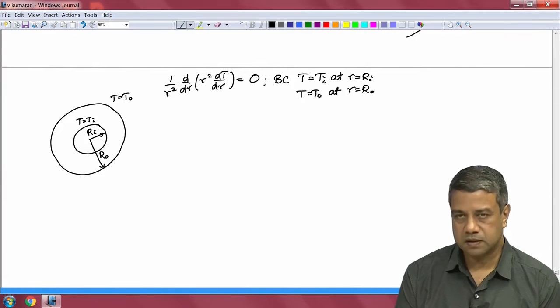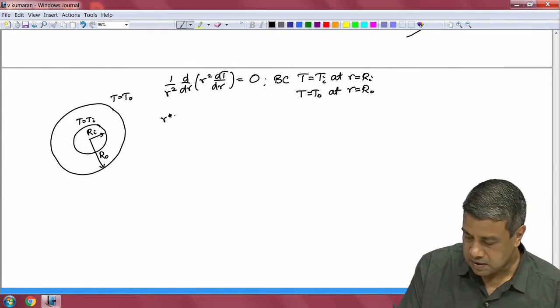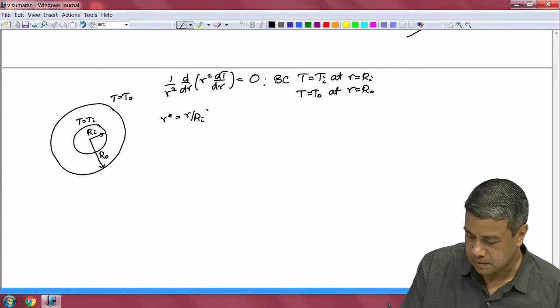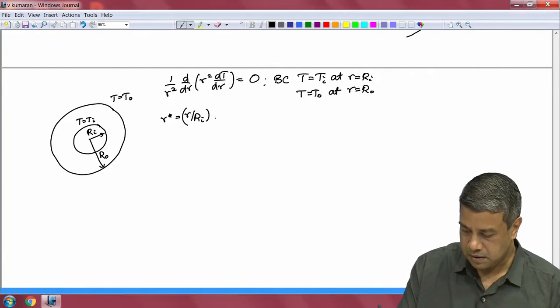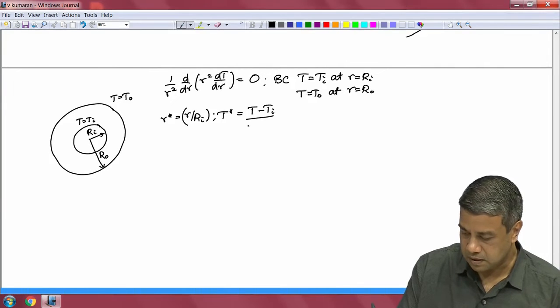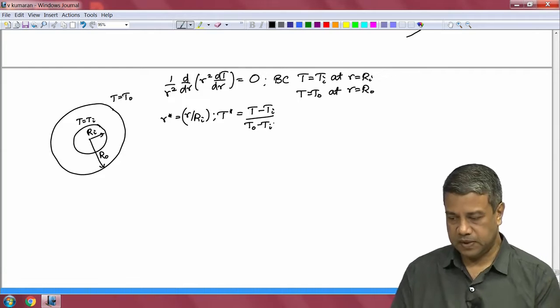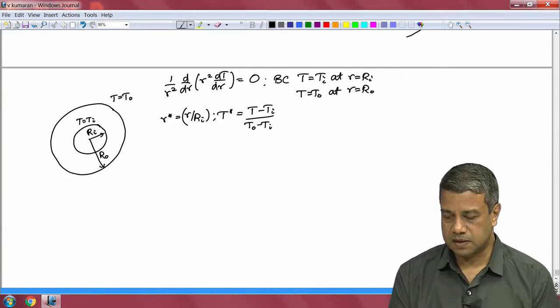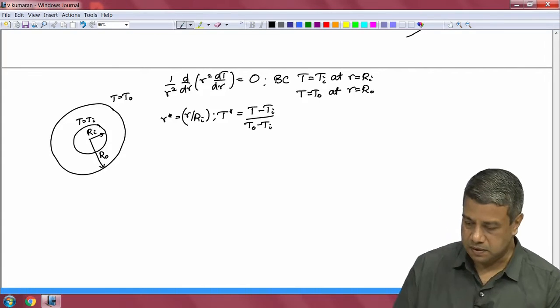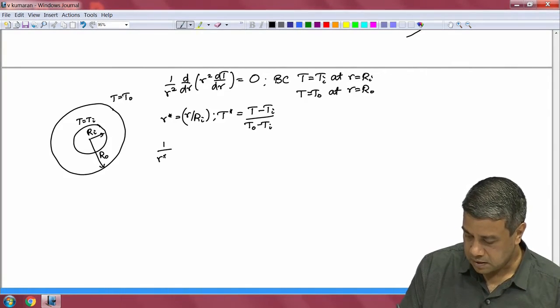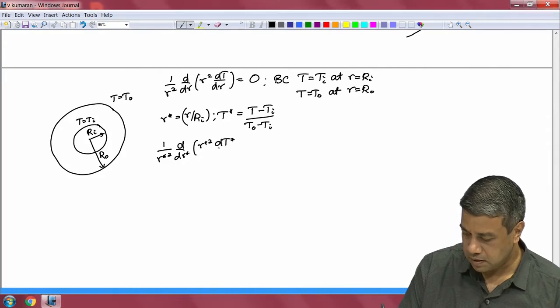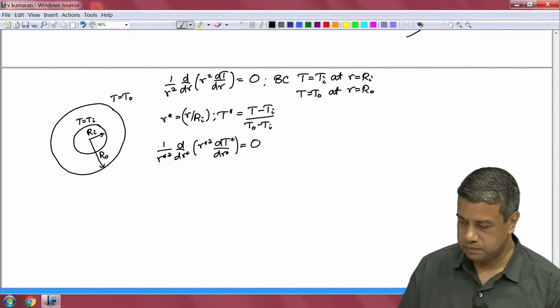And I can scale the coordinates. In this case, I will just take the scaled radius as r star equal to r by r_i, for example, and T star is equal to the difference in temperature between a location and the temperature at the inner and outer surfaces. Since T star is linear in T, the equation remains unchanged since r star is also linear in r. So, the equation becomes 1 by r star square d by dr star of r star square dT star by dr star is equal to 0.